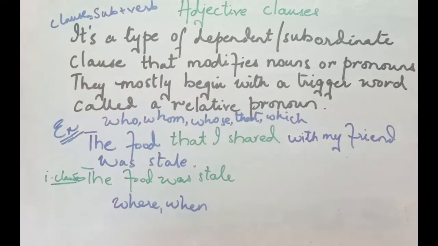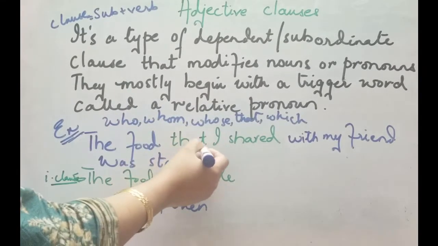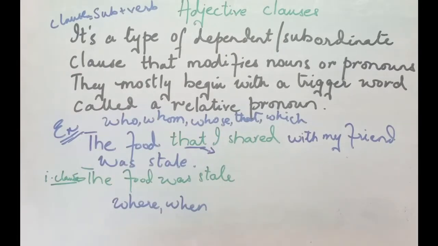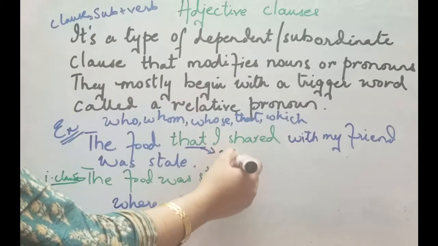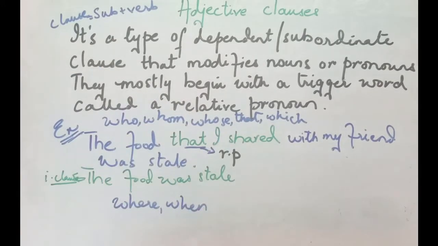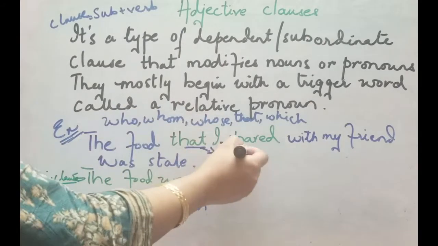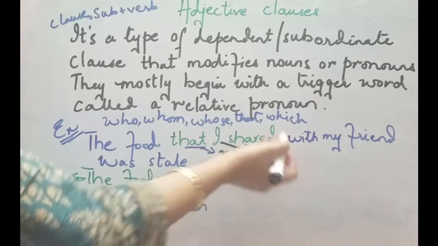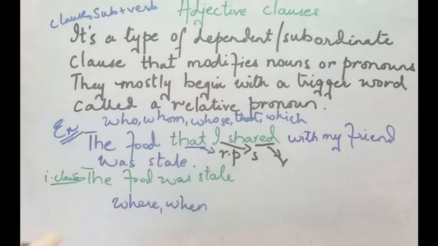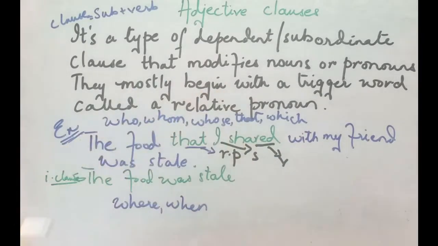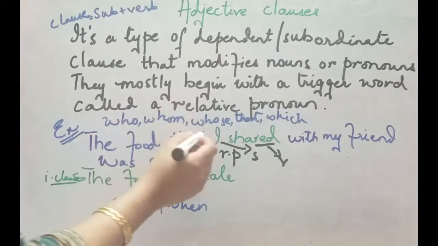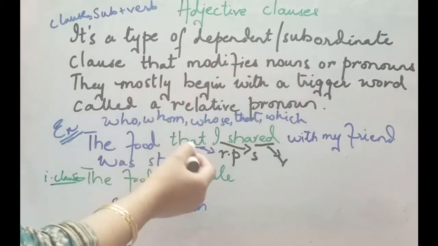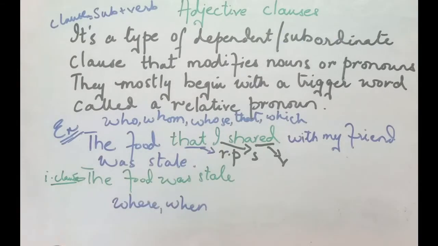So in the sentence I have used my relative pronoun, that is, that. We use the black marker for the relative pronoun. This is our relative pronoun. I shared, I've already got a subject over here and I've got a verb over here. So that means this is a clause because a subject and a verb is present. Also, I've got a relative pronoun over here. That is our trigger word. Like I've written, a trigger word. They will begin with a trigger word.